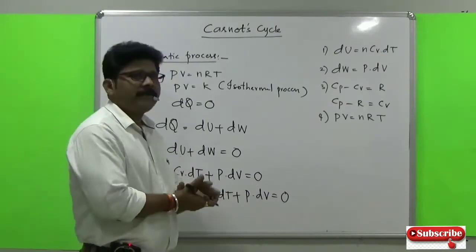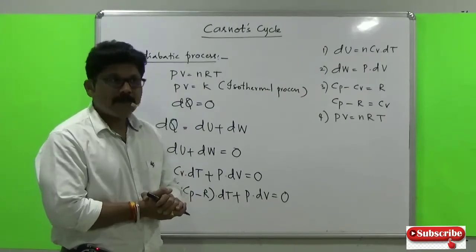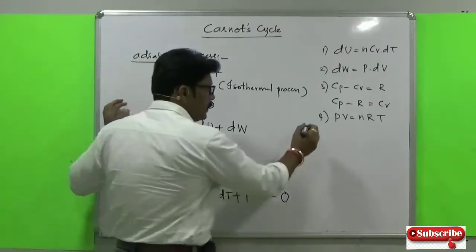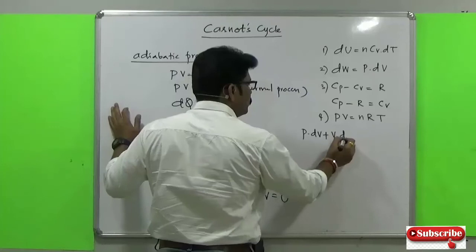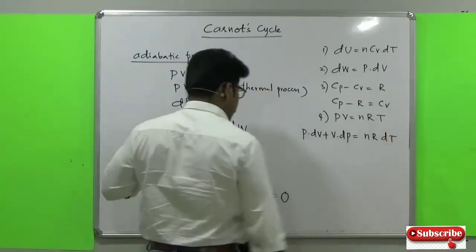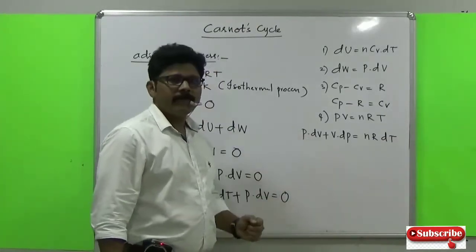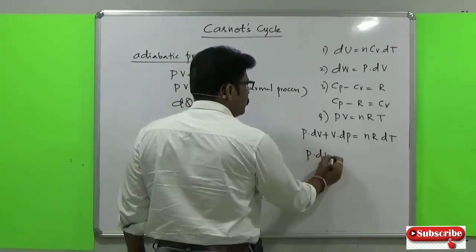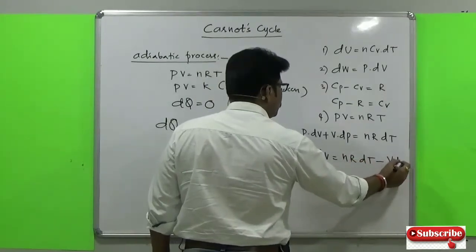इसमें differentiate करो. Differentiating by UV method. कहीं बोले तो इधर all are changing. So मैं differentiate करा तो P into dV plus V into dP equals to n into R into dT. सही बात है ना? अब P into dV को निकाल दो इधर से. So P into dV equals to n into R into dT minus V into dP.